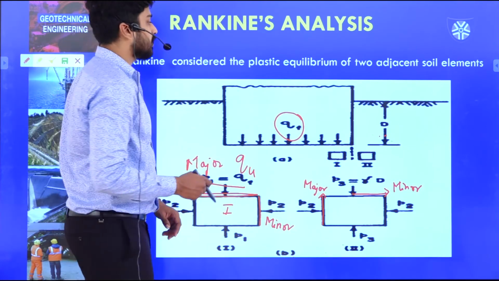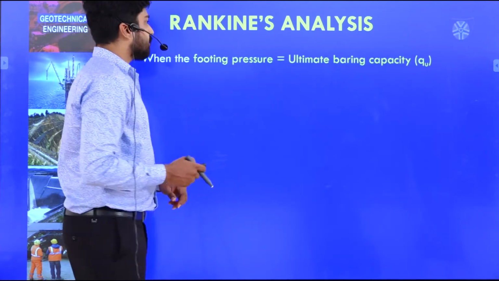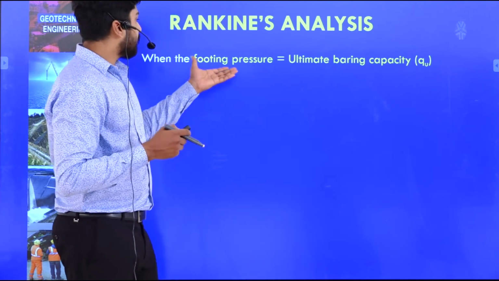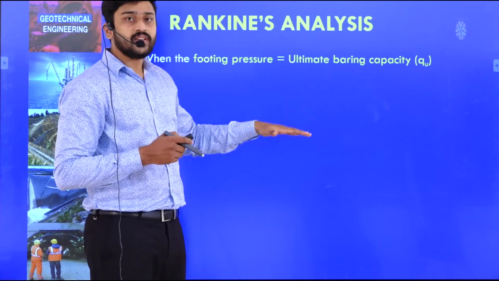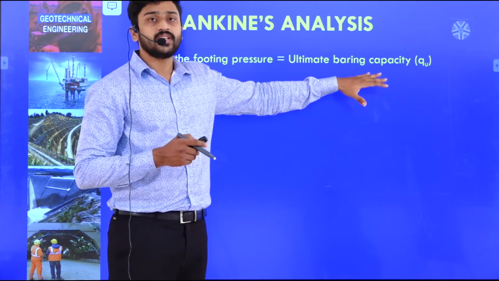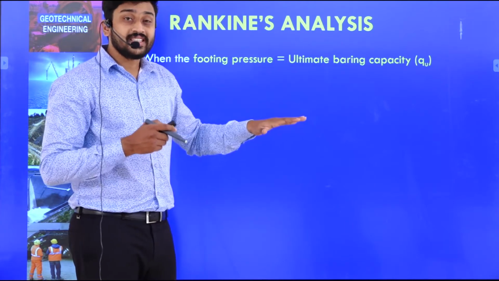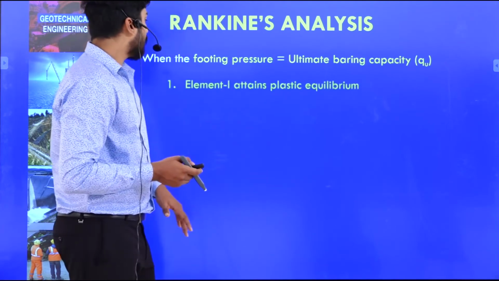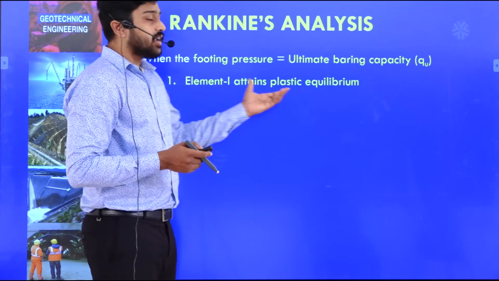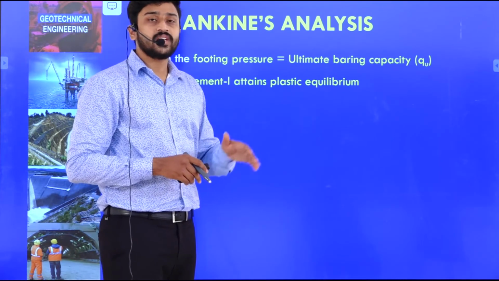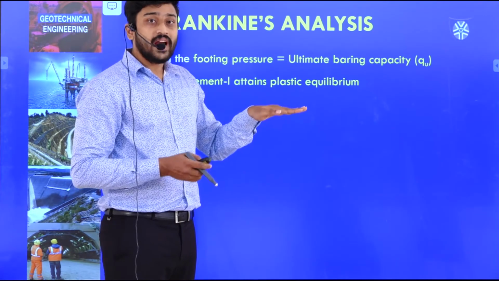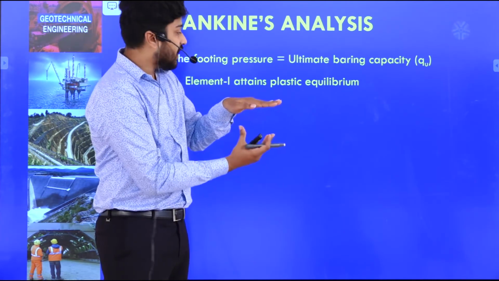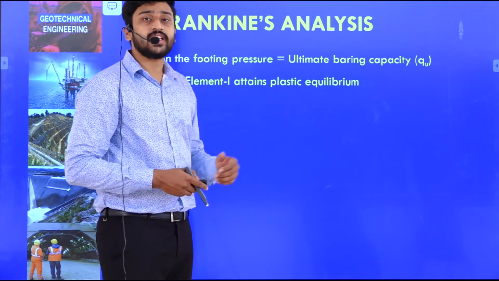Clear? Now, looking at the Rankine's analysis here, it is assumed that the footing pressure, whatever that is coming, is nothing but the ultimate bearing capacity. That means when the footing load is the actual ultimate load that the soil can take, then what is happening? The element 1 attains plastic equilibrium. That means when the footing is applying some load and this load is the ultimate load that the soil beneath can take, then element 1 just attains a plastic equilibrium.